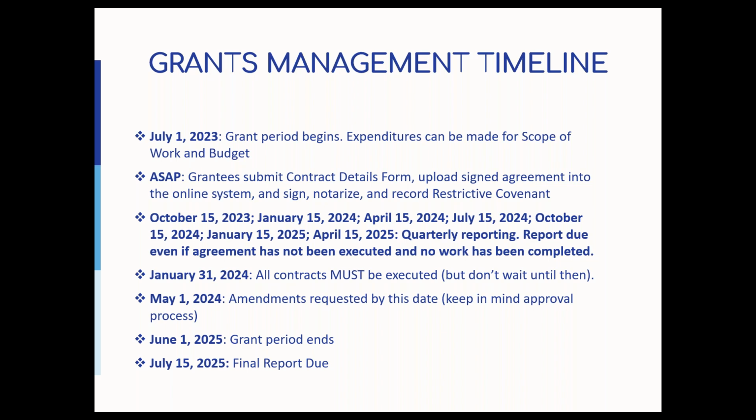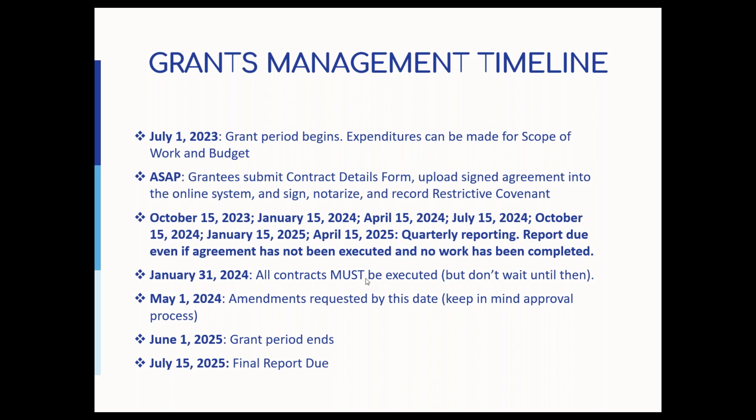If there's a delay to your project, the absolute final deadline to execute a contract with the division is January 31st, 2025. We don't want to wait that long, but we have until that date if something comes up and you need to postpone your project. After that date, the money gets swept and goes back to general revenue.